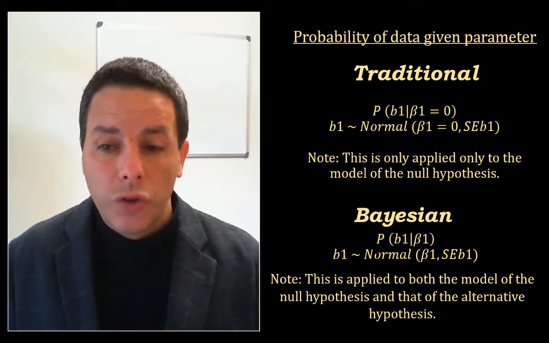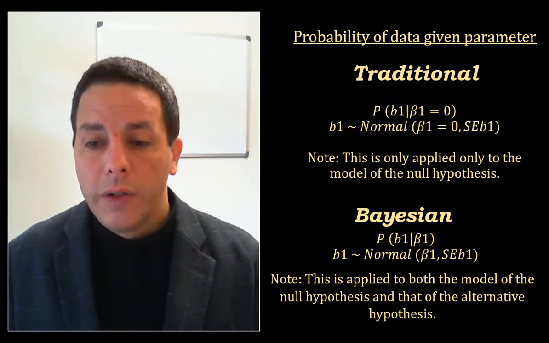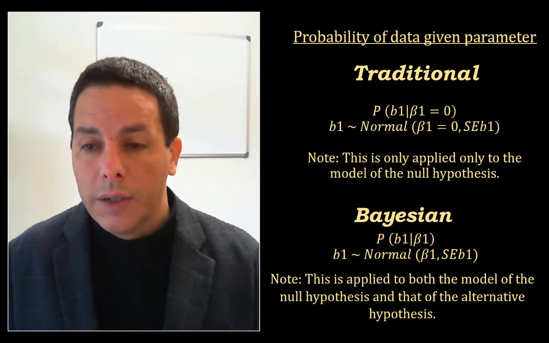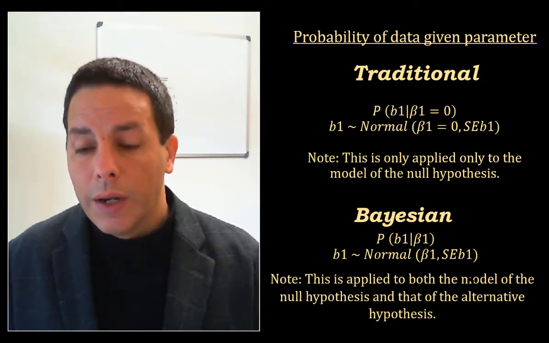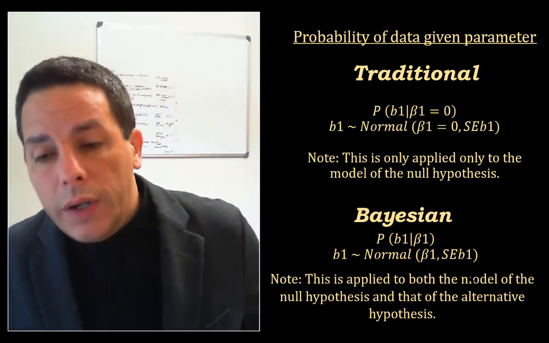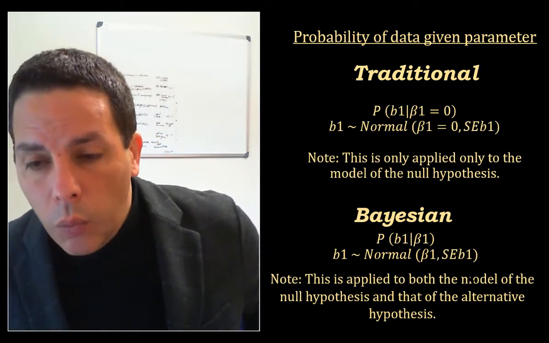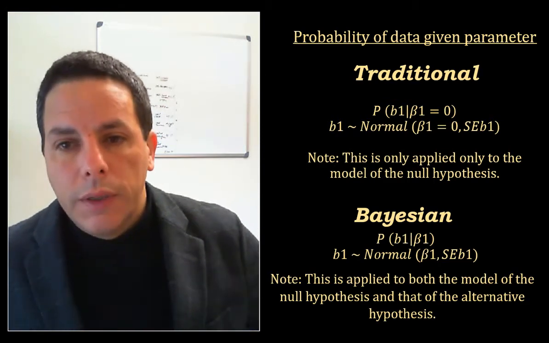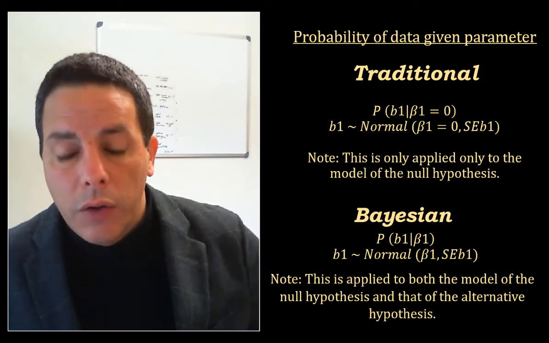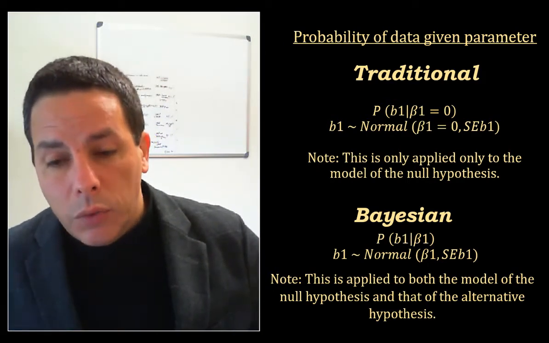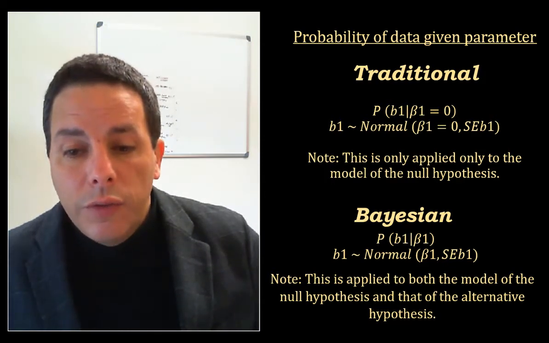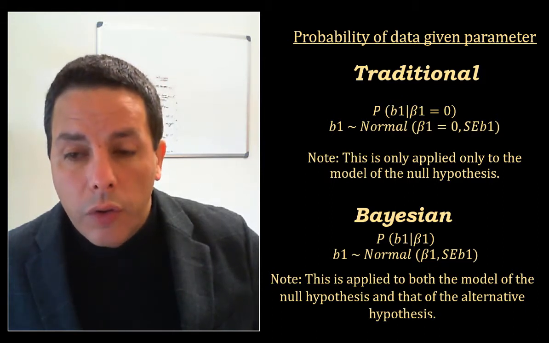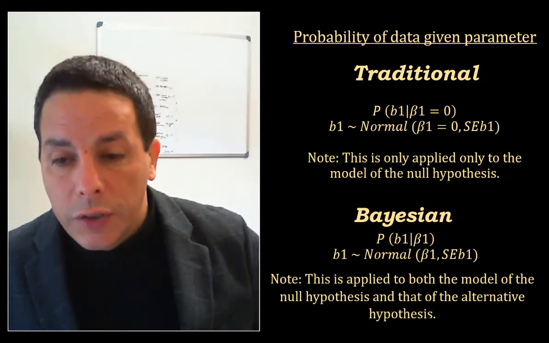But then the distribution we are going to use is the same. So beta 1 is normally distributed with the mean of beta 1 and the standard error of B1. So here we are going to calculate this distribution to all the values of beta 1 instead of just one value. Is this the same distribution but applied more times? And we apply the same idea for a model of the null hypothesis and the model of the alternative hypothesis.